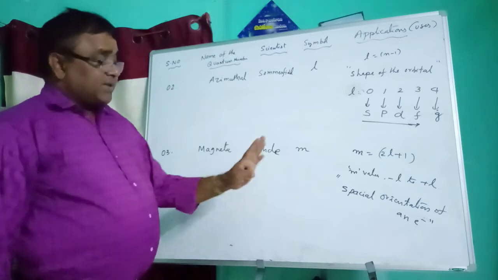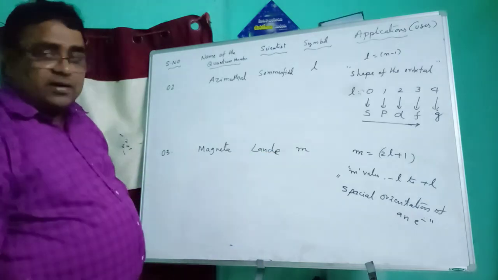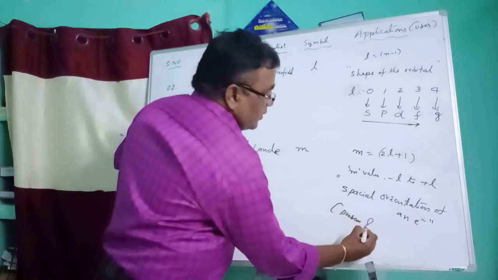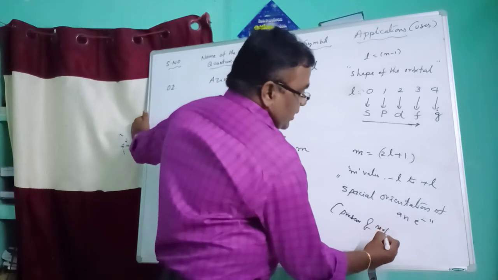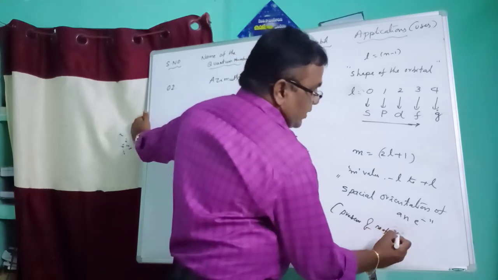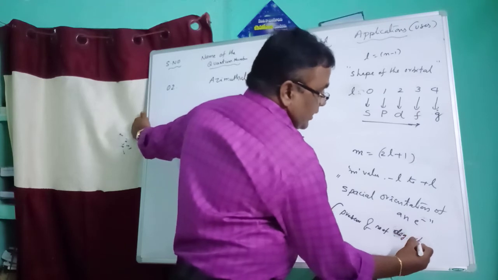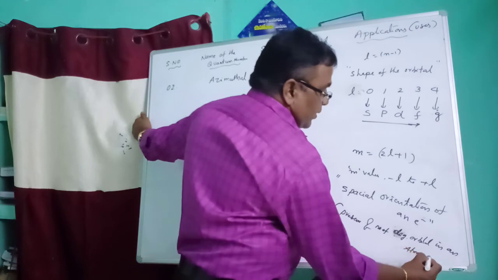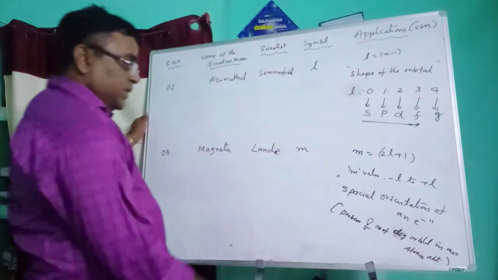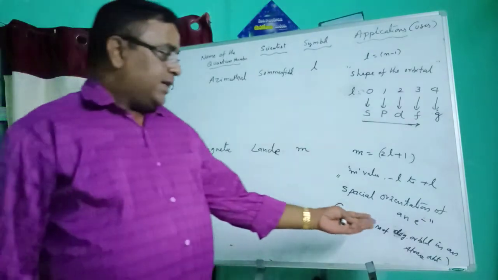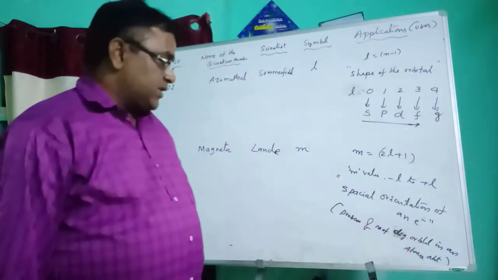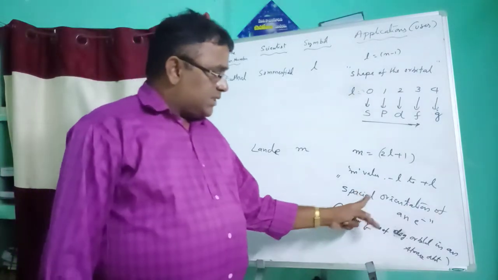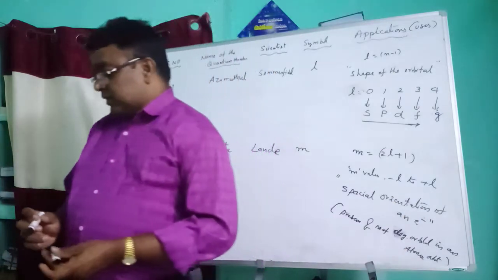Simply say, spatial orientation of an electron means the presence of number of degenerate orbitals or suborbitals in an atomic orbital. So in an atomic orbital, how many suborbitals are there? It represents the spatial orientation of an electron.